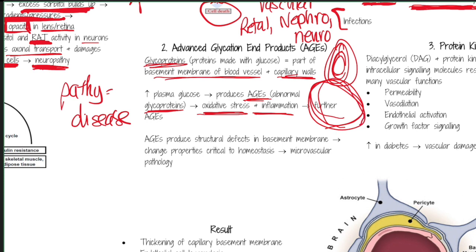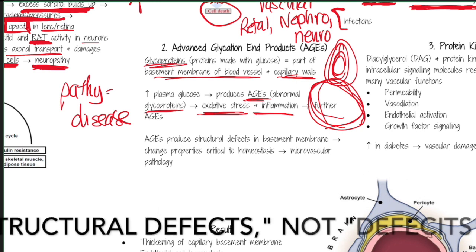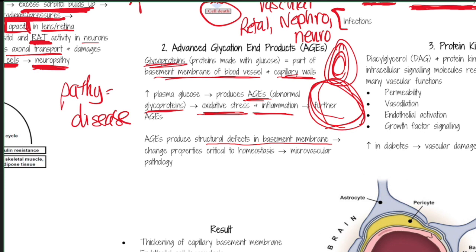And basically what ends up happening is you have these structural deficits in the basement membranes, and that changes whatever properties are critical to maintaining homeostasis, and it ends up with microvascular damage to the cell. So what I would remember from that: AGE's bad, glycoproteins okay, damages the basement membrane, increases oxidative stress.